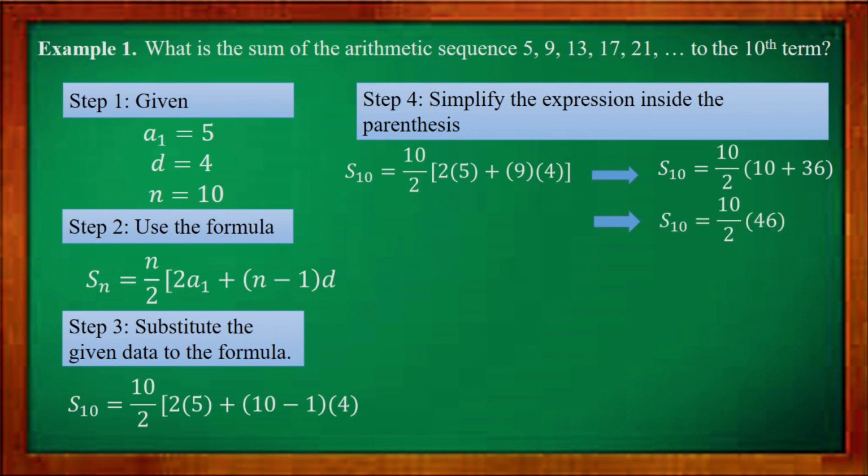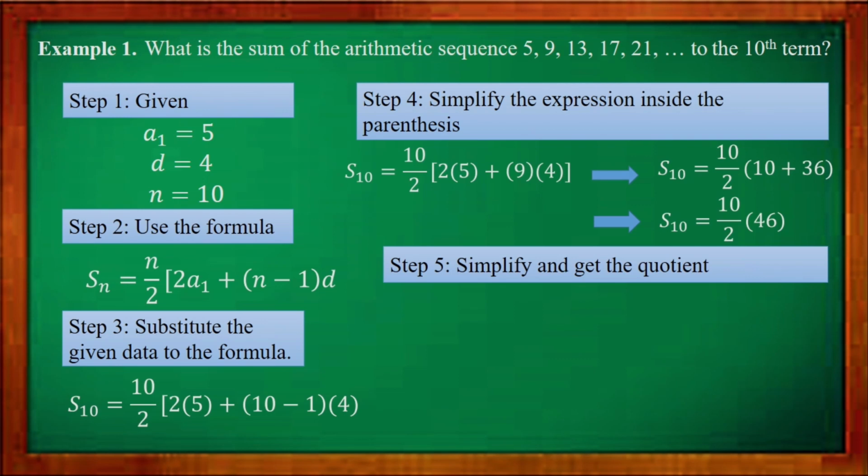Then, simplify. Again, we will have S sub 10 equals 10 over 2. Add the expression inside the parentheses. We have 10 plus 36, which is just 46. Then, simplify and get the quotient.